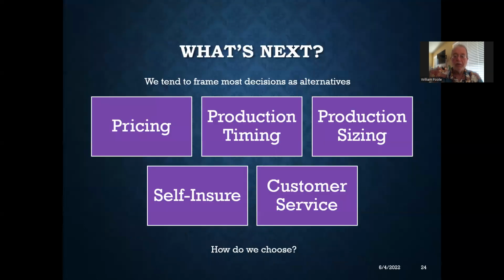Well, what's next after all of this discussion? We have a dashboard. Pricing we figured out. I know we really haven't. We have production timing to think about. We have production sizing and mixing issues, blending issues, quite literally. We're going to look at self-insurance. We're going to look at customer service, just to get a handle on the different varieties of things that can happen to this little company. Happens to all companies and households. That's where we're going to go next.